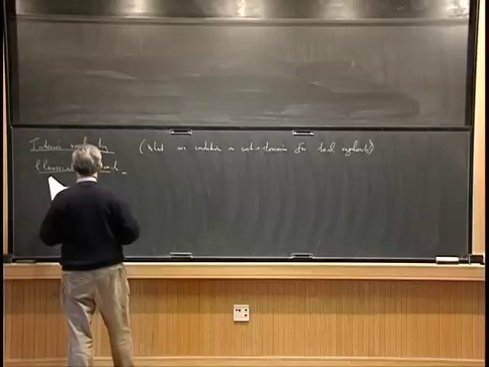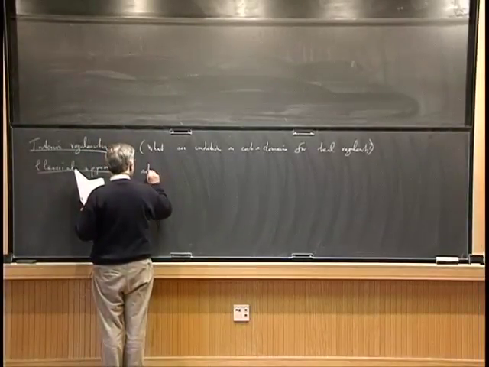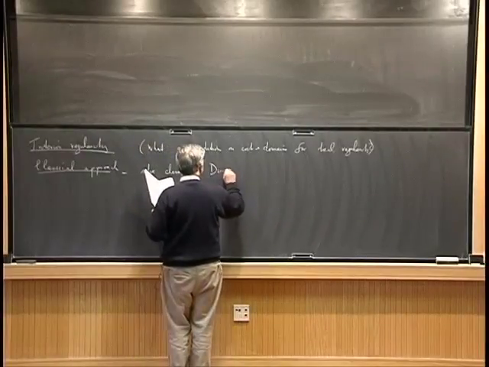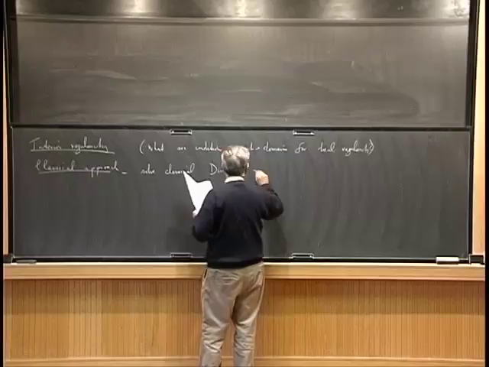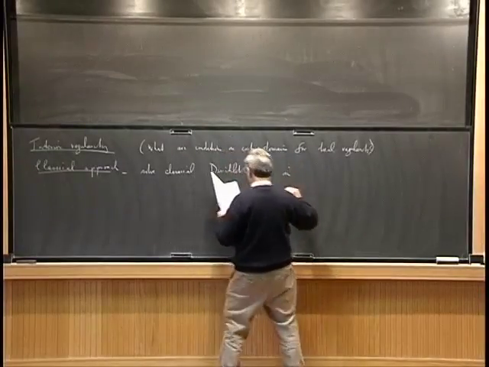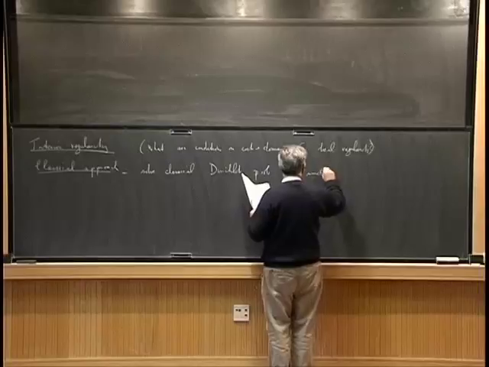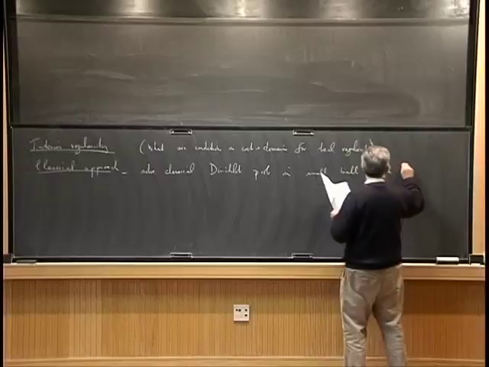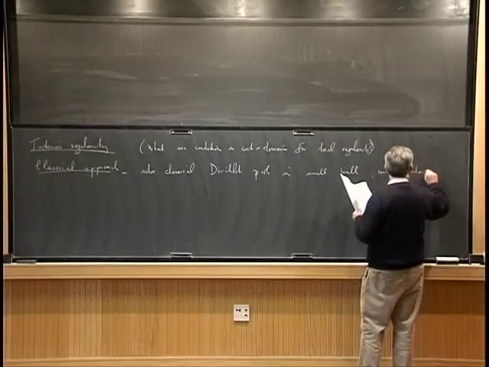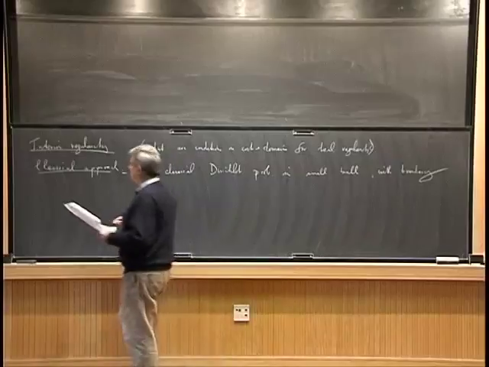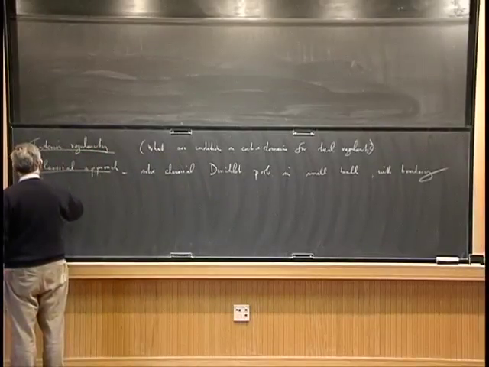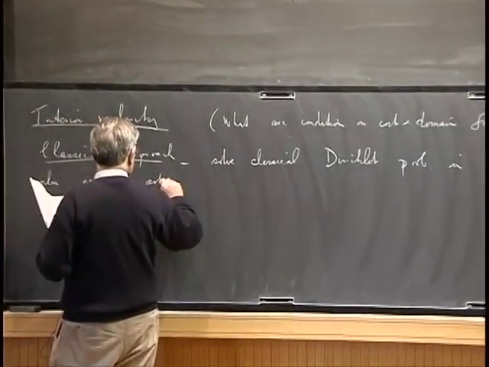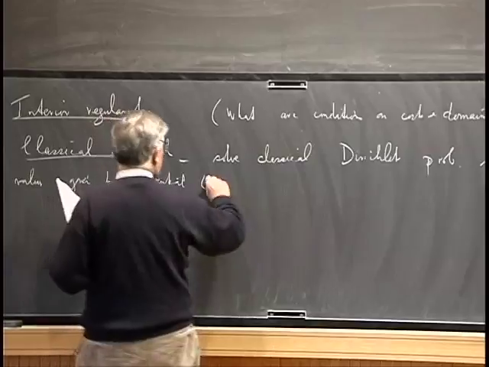So the classical approach would be to solve a classical Dirichlet problem in, say, a small ball, with boundary values given by the potential, which we can think of as a type of weak solution.